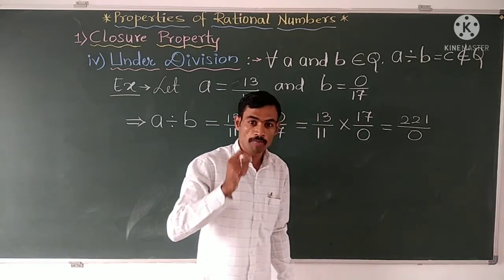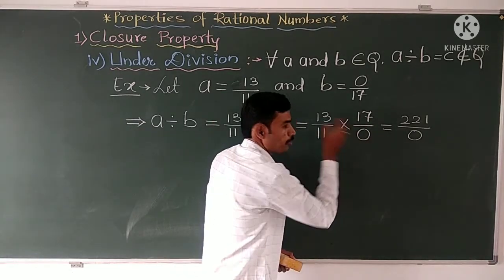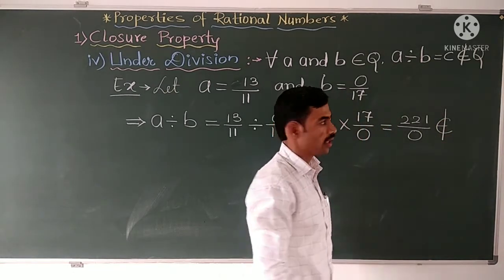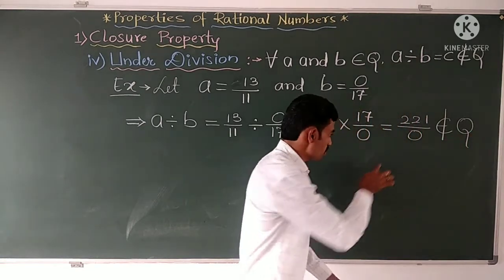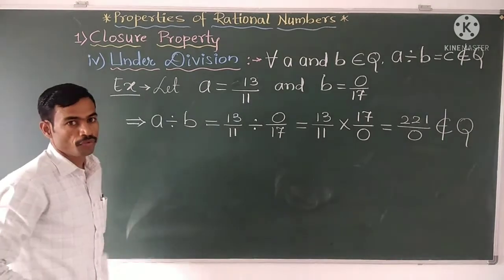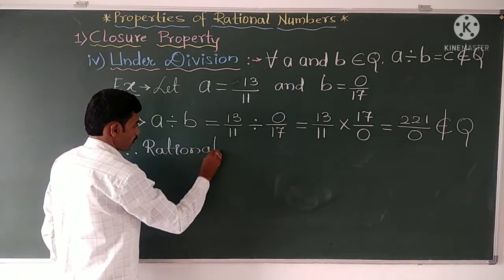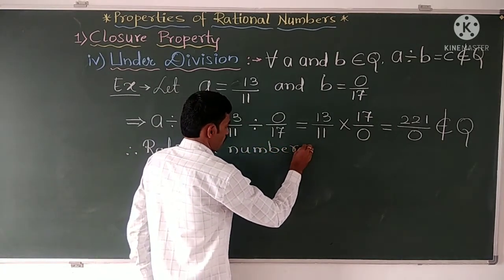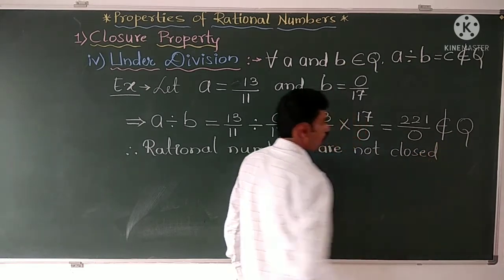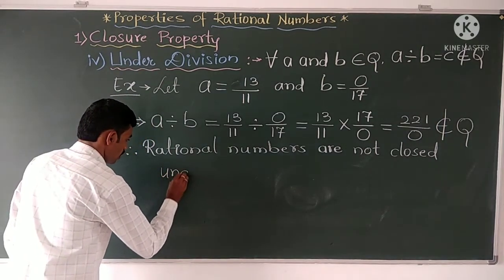What are rational numbers? The numbers which can be expressed in the form of p by q, where p and q are integers and q should not be 0. Then we can say this type of number is not in the set of rational numbers. It means this number does not belong to the set of rational numbers. So by seeing this, what do we conclude? That rational numbers are not closed, meaning the closure property is not applicable for the division of rational numbers. Rational numbers are not closed under division.